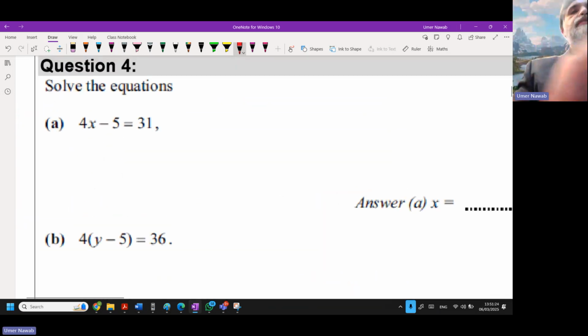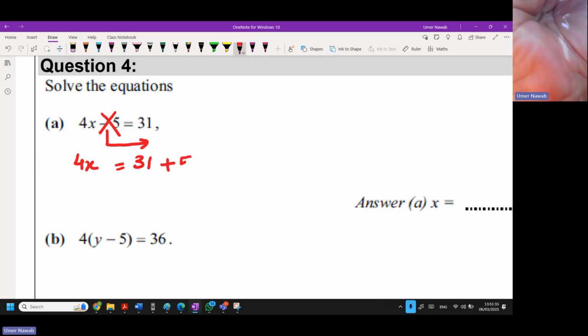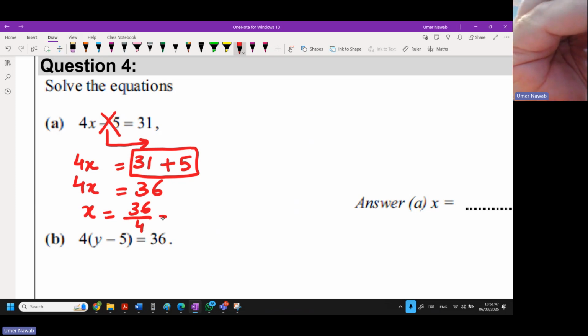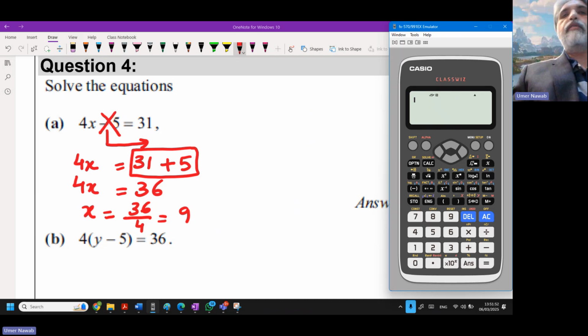Now, question number 4, guys. I will do the question directly. I'm going to send the negative 5 to the right. So 4x is equals to 31. Instead of minus 5, I'm going to write plus 5 on the other side. Now 4x is equals to what is 31 plus 5? That is 36. And now x is equals to 36 divided by 4, which is equal to 9. And I will write the answer. Oh, let's check the answer. I will write 4 alpha x minus 5 alpha calc 31 shift solve, and I got my answer 9.